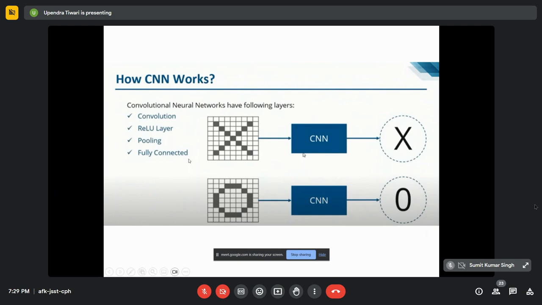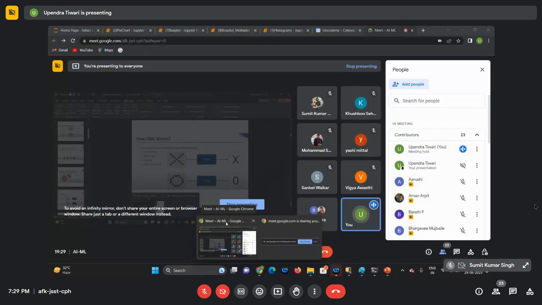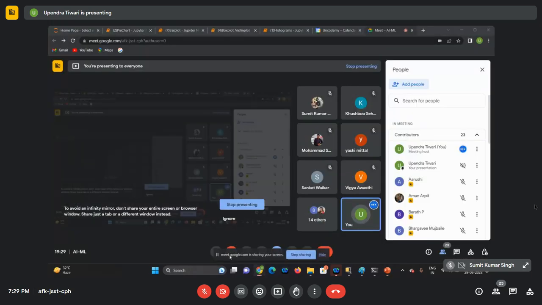Let's take a problem where your convolutional neural network will be trying to identify whether the input image that you have entered is X or O. Means your convolutional neural network model is going to be trained on the X and O. And after that, once any input is given, it will easily identify whether the input image is X or O.